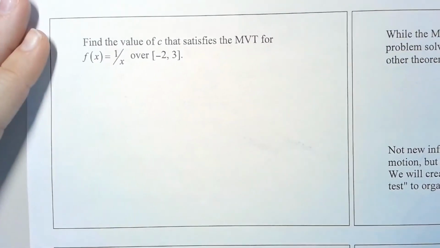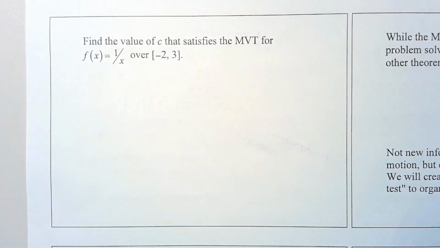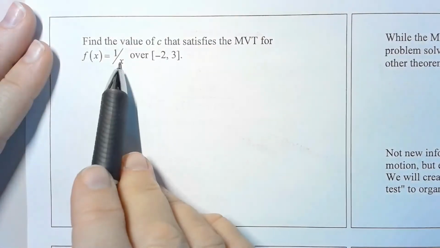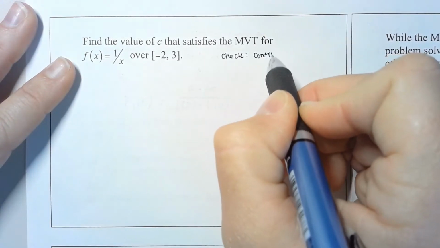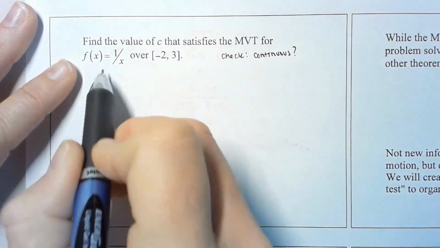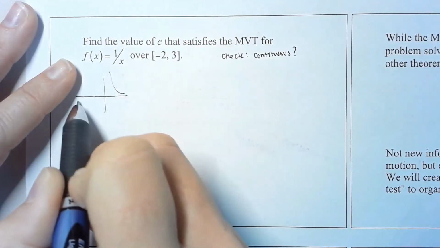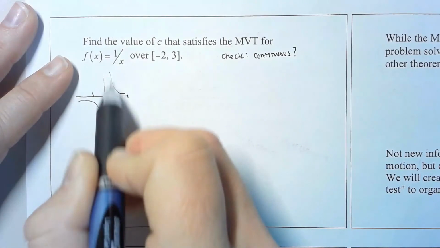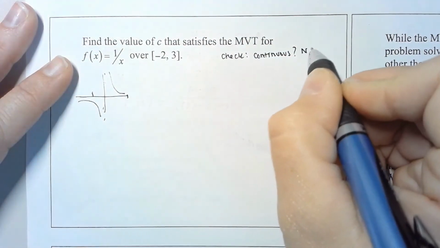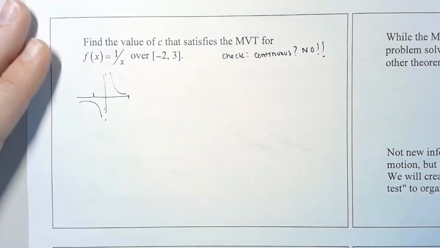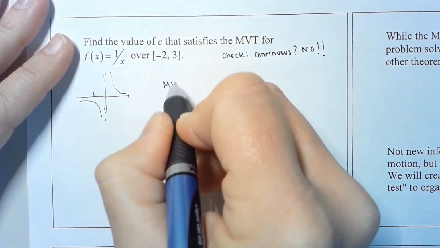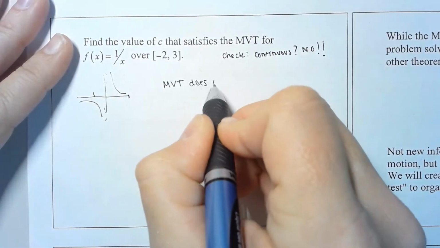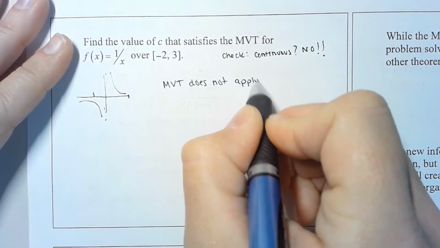Same directions. Find the value of c that satisfies the mean value theorem for this function. So again, we want to check, is our graph continuous? Well, graph of 1 over x between -2 and 3? No. Oh, hey, great news. We're done, right? If the graph doesn't even meet the first condition, then we can't find a c. So we'll say the mean value theorem does not apply.